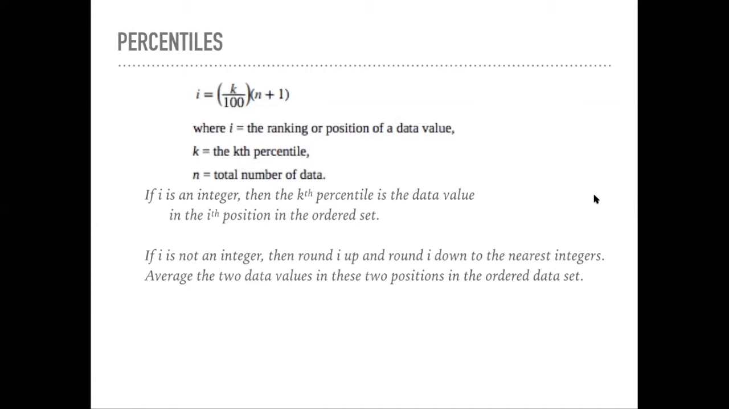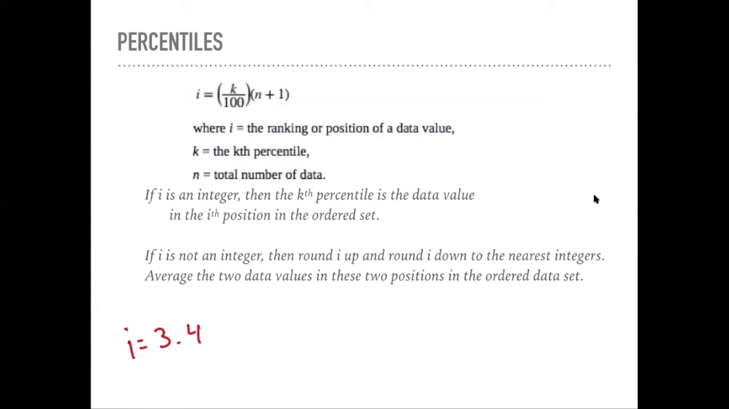But basically, we're using this formula at the top here to find the value for I. And I is telling us our index. It's the ranking or the position of the data value that we're wanting to talk about. Most of the time, I is not going to be an integer. So say that we got that I equaled 3.4. We're just going to say I equaled 3.4.